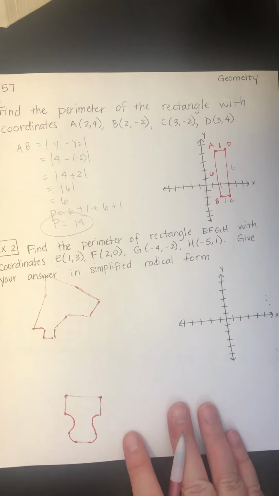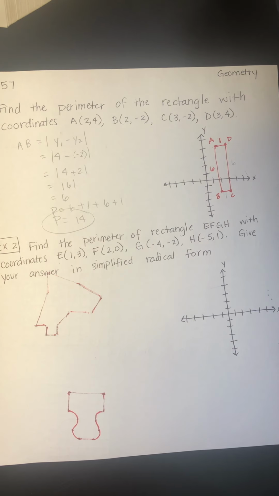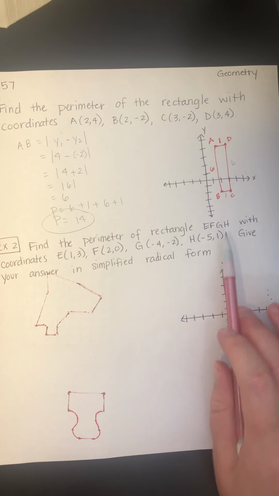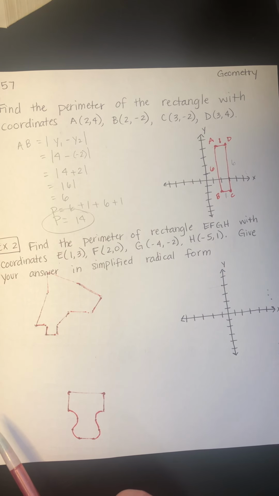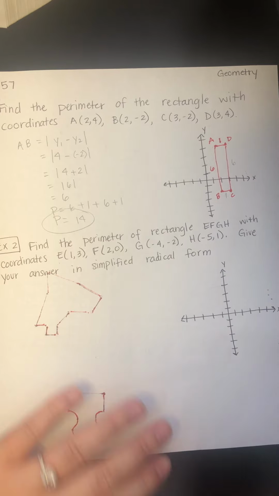Next, my marker bled through on this one, sorry. It says on example 2, find the perimeter of rectangle EFGH with these coordinates and give your answer in simplified radical form. So the first thing we want to do is we want to graph it.